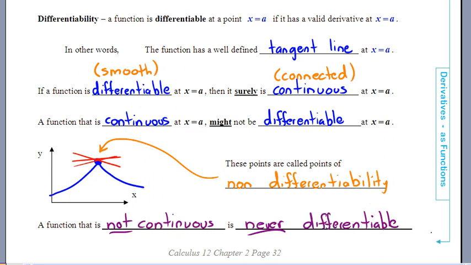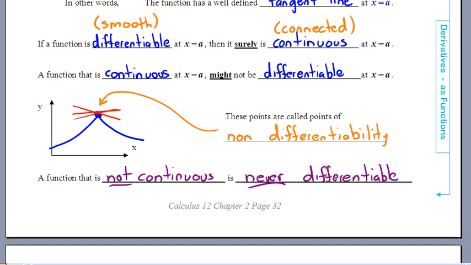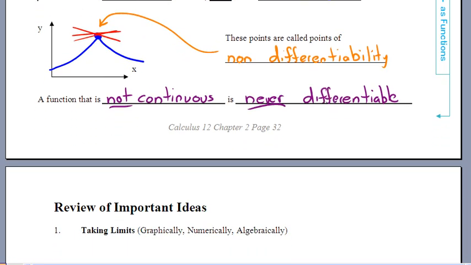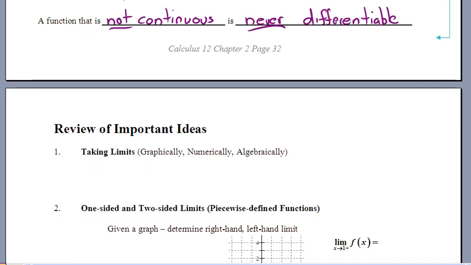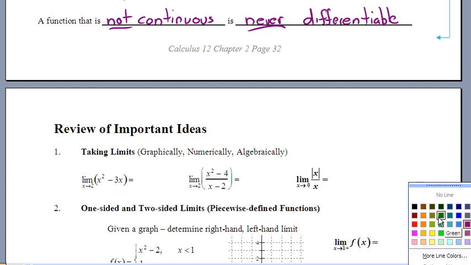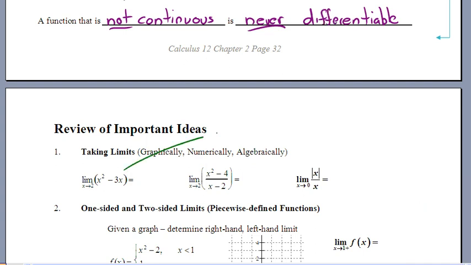Let's take a look now at a couple of pieces of paper that have some review material on them, just to show you what we've seen in this chapter. So we started off the chapter by taking limits. We looked at how we could do it graphically, numerically, or algebraically. As far as the graphical and numerical approach, remember the idea of the little green curtain, right? Don't look behind the green curtain, the little Wizard of Oz thing. Just look close to those values.